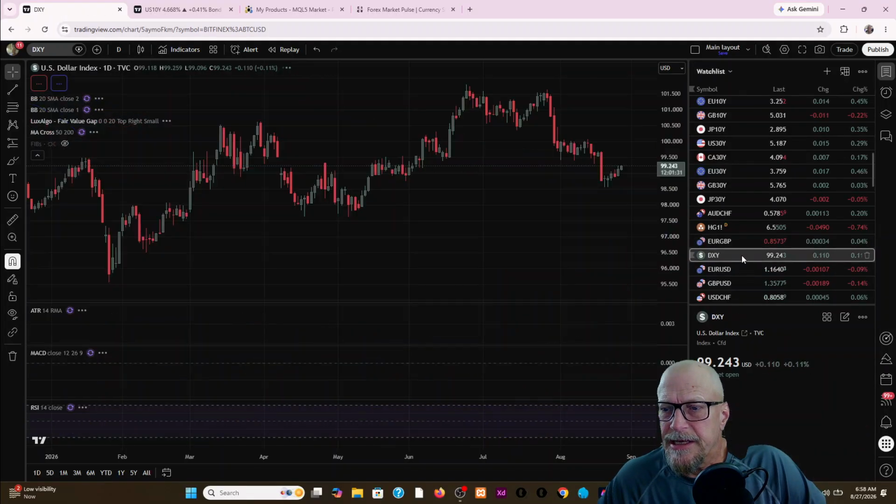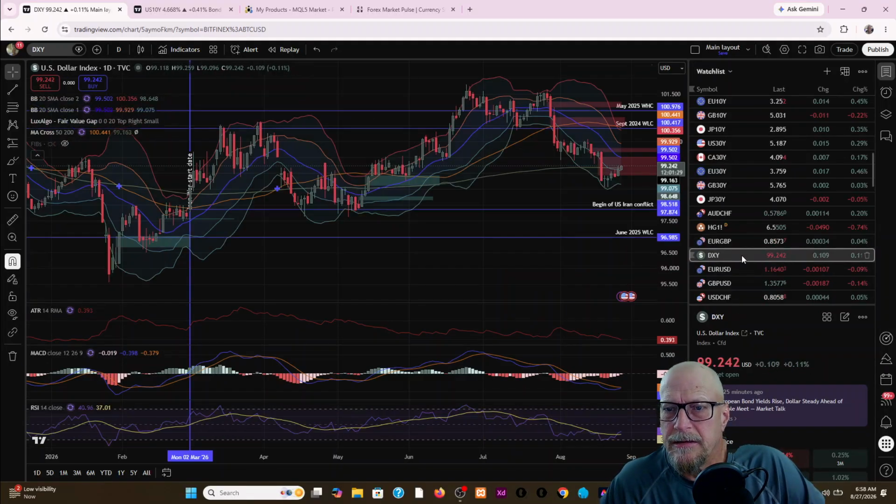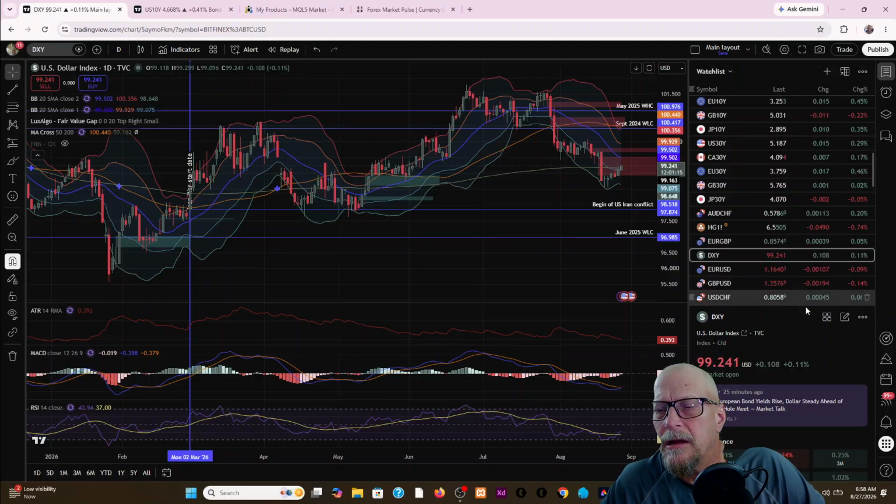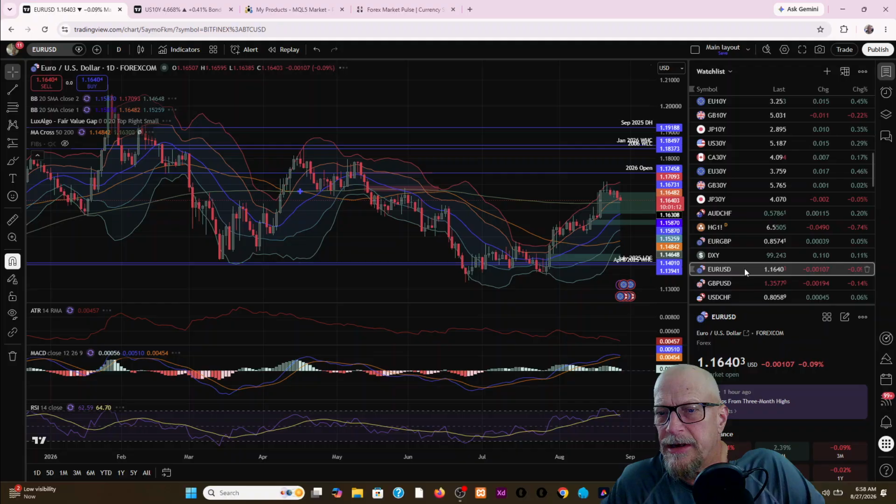And after that, we've got the DXY. It's a basket of currencies that gives an indication of what the US dollar is doing. Right now, it is at 99.24, kind of hanging out, trying to inch back up again to the 100s, but it's got a long way to go. Fighting a lot of headwinds.